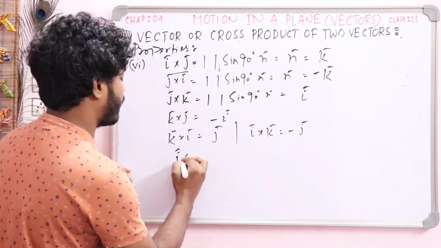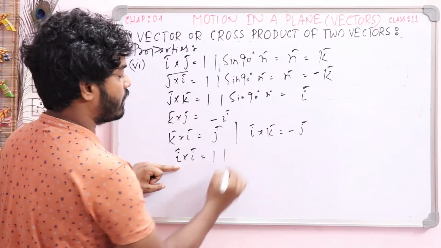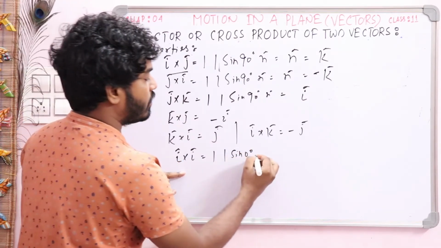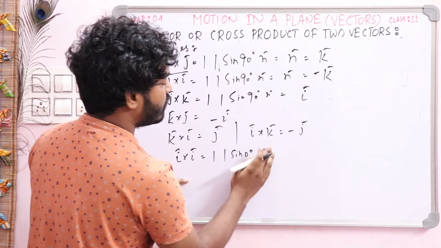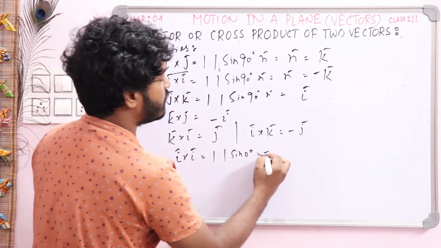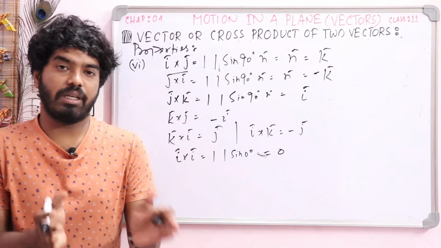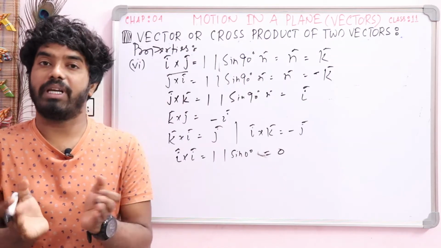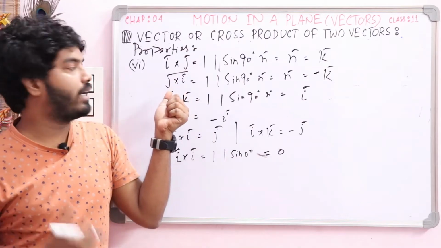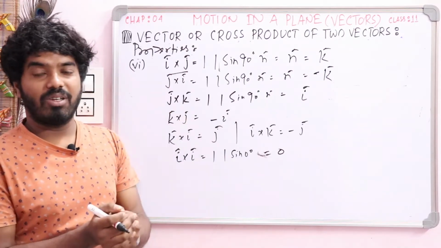Now i cross i, what will be the answer? i magnitude value 1, then again i magnitude value 1, sin 0 degree. Why? Both are the same, both are along the x-axis. Sin 0 degree with a direction, you just use their magnitude value. So sin 0 is 0, 0 into 1, the result is 0. So here i cross i, same method, j cross j, k cross k will be 0, magnitude value 0. But i cross j is k cap, j cross i is opposite, that is minus k cap, j cross k is i cap, opposite, k cross j is minus. What is the shortcut?